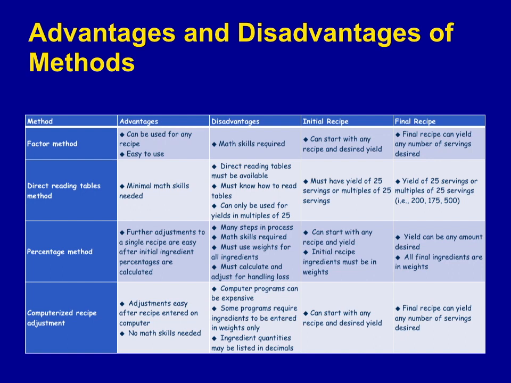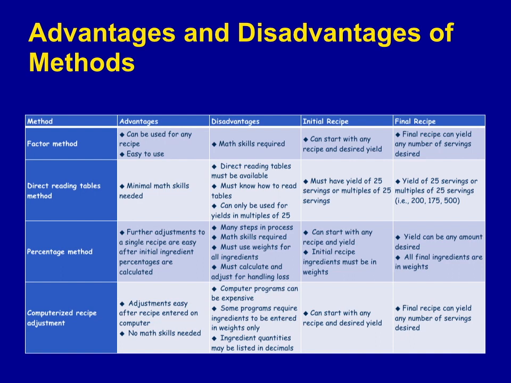So this slide, I know this slide is a little bit busy, but this slide gives you a nice overview on the advantages and disadvantages of these various methods. So we've talked about the factor method, we've talked quickly about the direct reading tables method, and we talked about the percentage method. One method we didn't talk about was computerized recipe adjustments.